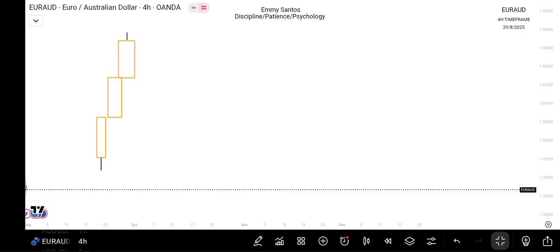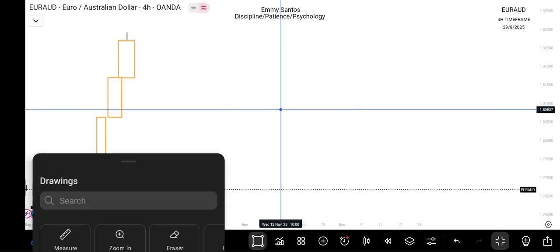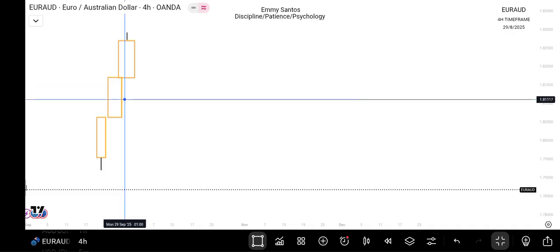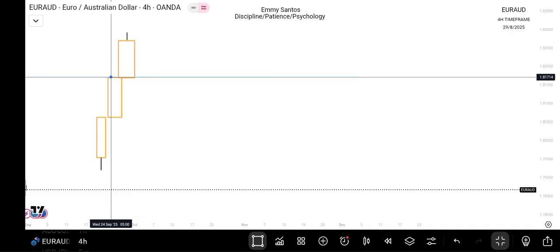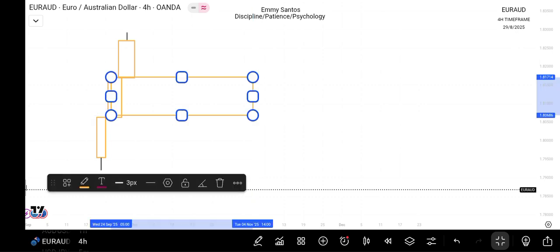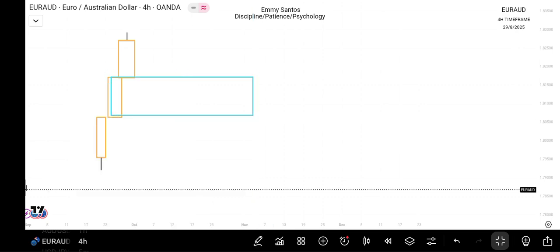Then this is what you mark as your order block. Before you make your order block valid, there must be this gap here. This place, this is the gap. This is a fair value gap down here. That green box there, that's your fair value gap.